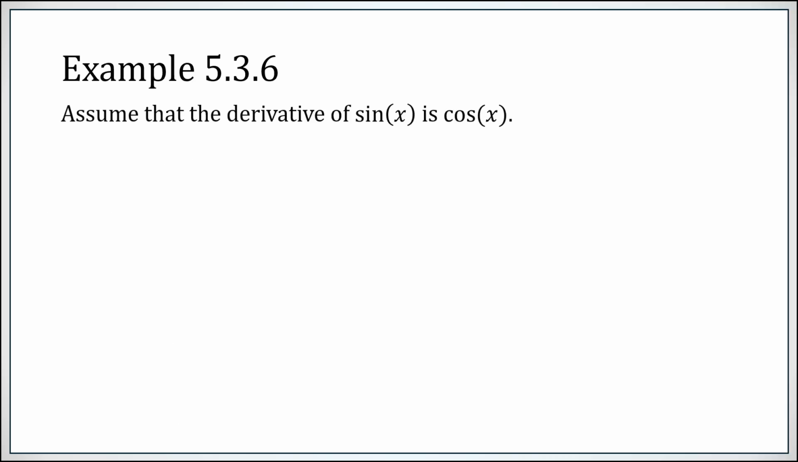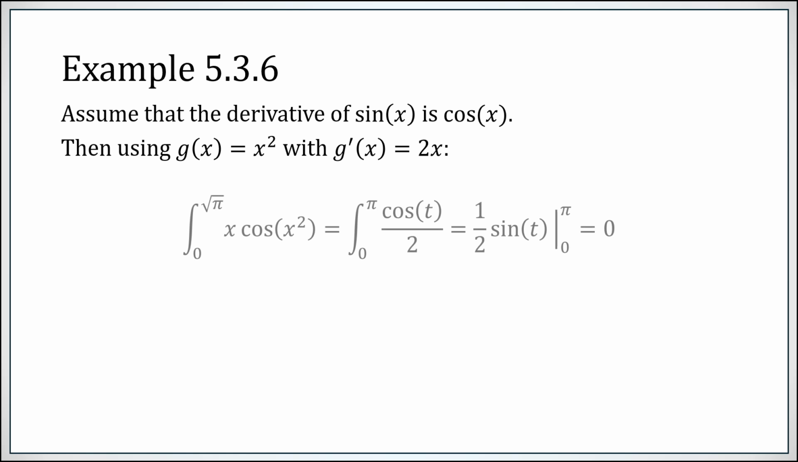So as an example, let's just assume the derivative of sine x is cos x. Let's use g of x equals x squared. In other words, g prime is 2x. Then, if we perform u substitution or change of variables, using our interior function as x squared, we have cosine of g of x times g prime of x over 2. So we have this extra factor of 1/2.